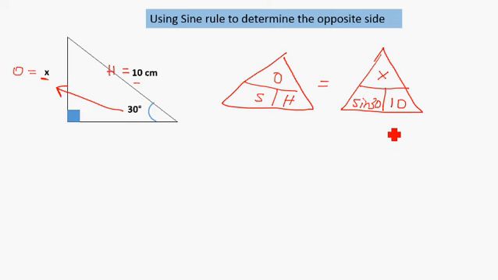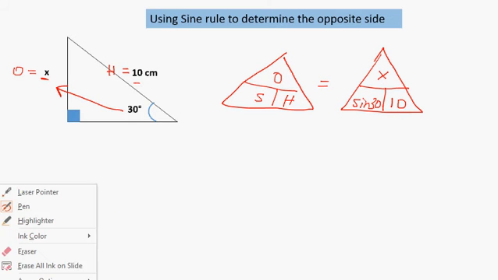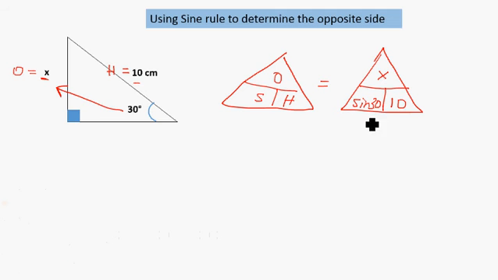Next thing, we also need to know that when we are trying to find anything on the top, right across the variables we multiply them. So across we are multiplying sine angle times hypotenuse.